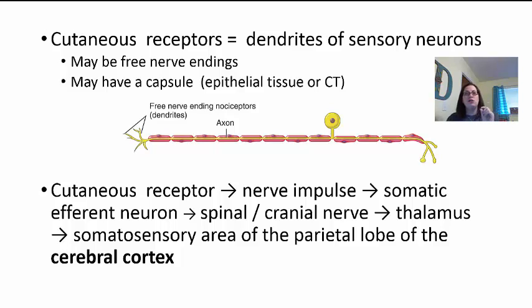It's then going to do transduction and conduction, where it's going to send the impulse. This is through a nerve impulse, and it's going to go through what we call the somatic afferent neuron, meaning it's going to go towards the central nervous system. This means it's going to enter through a spinal nerve or a cranial nerve, depending on where it's located. It's then going to travel through the thalamus, because remember the thalamus is the switchboard. It's going to send it where it needs to go.